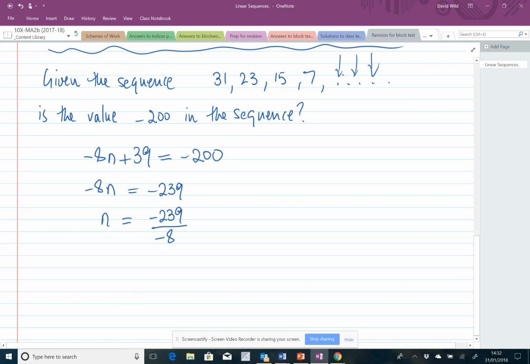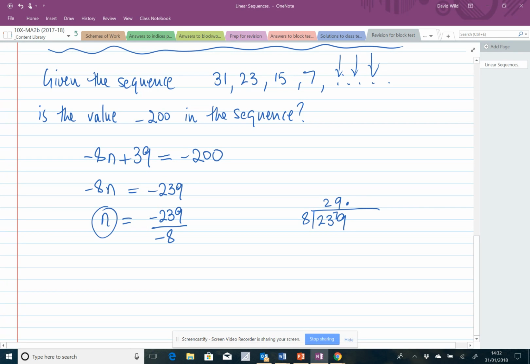Now, if I try and work that out, does 8 go into 239? Well, 8 into 23 goes 2. 2 8s is 16, 7 left over. Does 8 go into 79? No, it doesn't. It goes 9 times. 9 8s is 72. So it's point something.